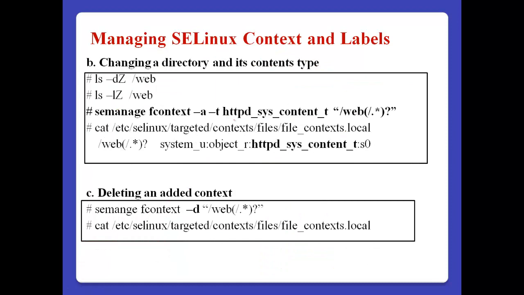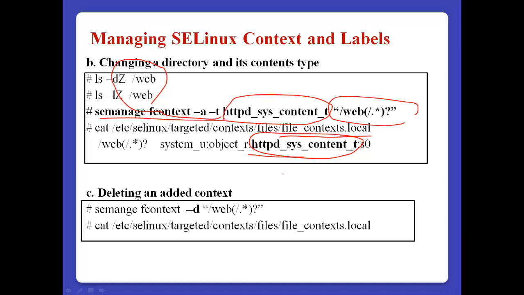Directory and contents. For example, we can create a directory web. And if we use semanage fcontext -a -t with the file type here, then we can find in this file_contexts.local the changed file type. If you want to delete this added context, then we can use semanage fcontext -d. Then in this file, we will find the entry already deleted.